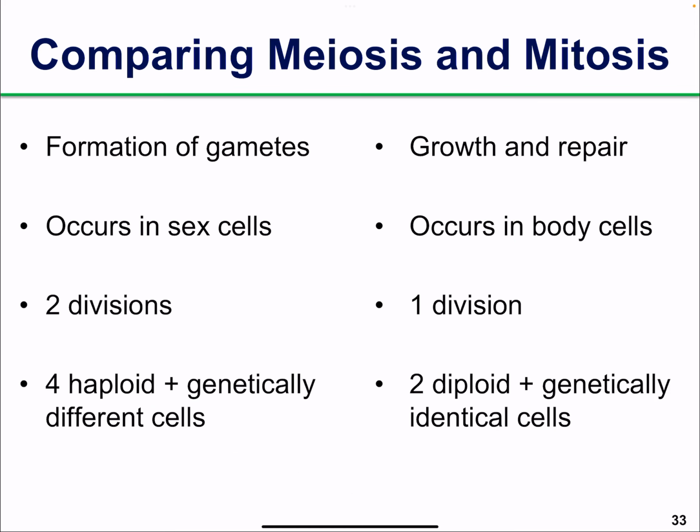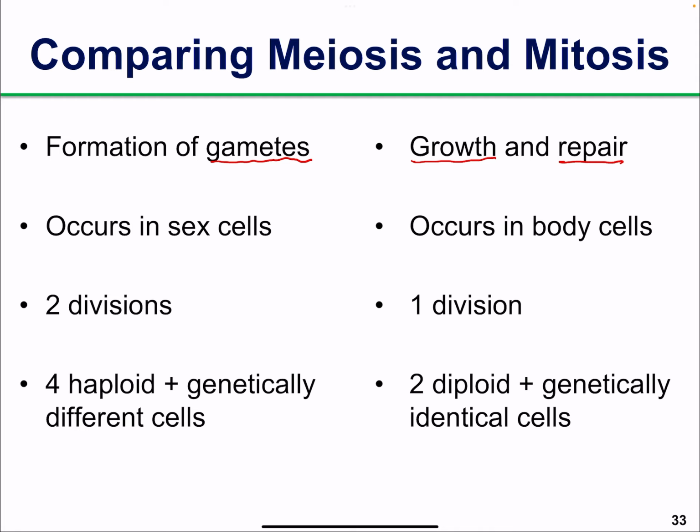All right. So let's compare meiosis and mitosis. Meiosis is the process by which gametes are formed, while mitosis is the process by which growth occurs in our body. We can repair damaged organs, tissues, cells, right?